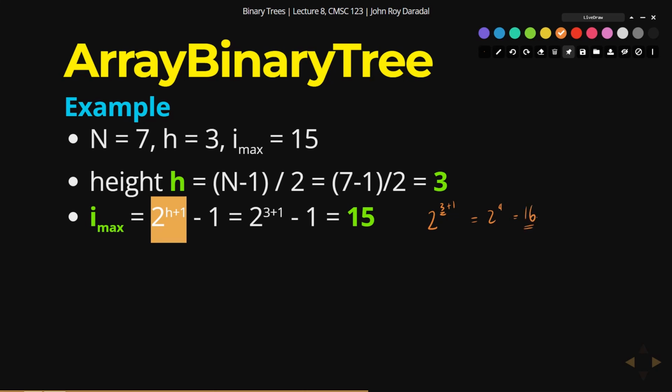But 16 is the size of our array, okay? But if we're only using the index, the maximum index would be minus 1. So that would be 15. So that's why you have the 15 as the I max. Okay, so we have these equations here.